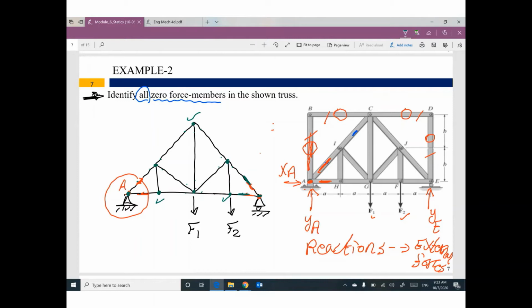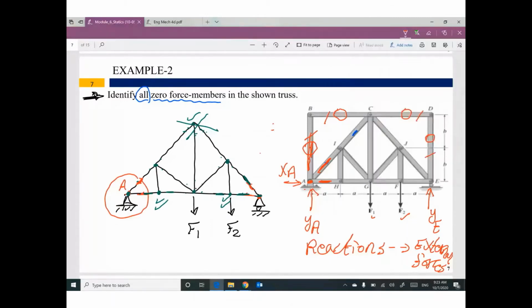Second condition: 2 of them are collinear. This one and this one are collinear. Yes, this one is still working. Do you have 2 of them collinear? No. The 3 members, everyone in a different way. So this joint, no. For this one, do you have 2 collinear? Yes. So this one is still working. So we have 2 joints. We need to recheck.